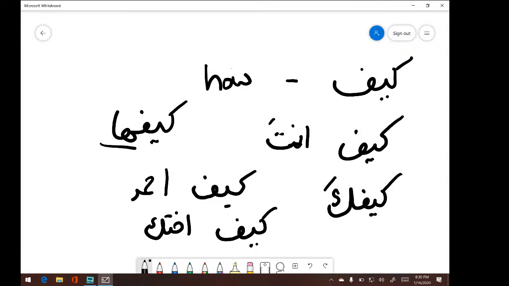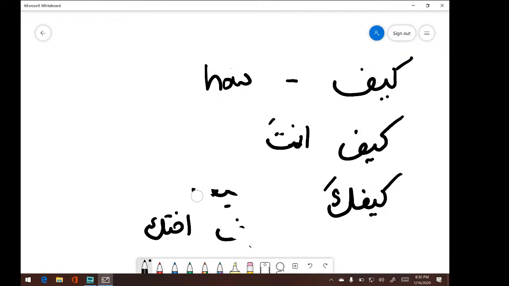Okay, so now overview. In this lesson, go to page 13. Yes, right. Ha means her, right? Zamir. So kayfaha, how is she? In that ma, it changes two meanings, depending on the sentence structure.